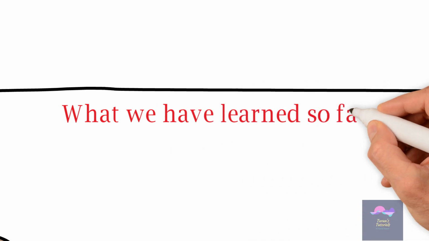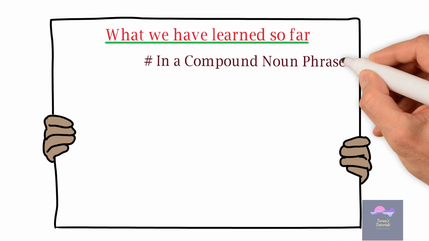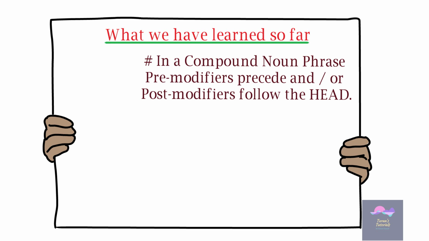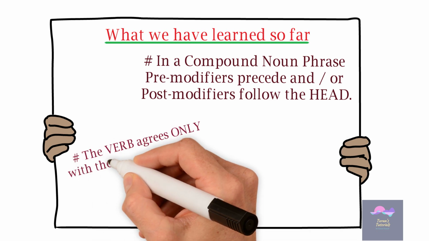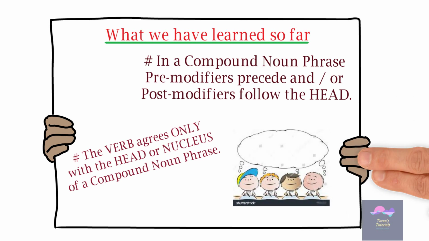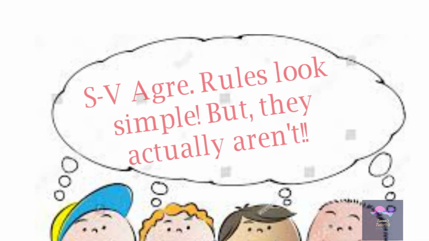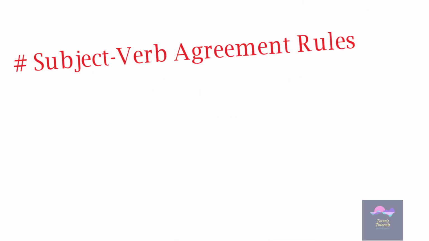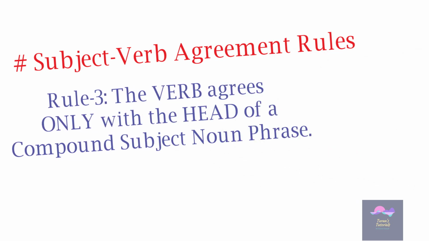Let's check what we have learned so far. A compound subject noun phrase may have pre-modifiers or post-modifiers or both. But the verb agrees only with the head or the nucleus of a compound noun phrase. The subject-verb agreement rules may look simple, but they are not so simple when we have a compound subject-noun phrase. Therefore, we derive a third rule for subject-verb agreement, and the third rule says the verb agrees only with the head or the nucleus of a compound noun phrase.